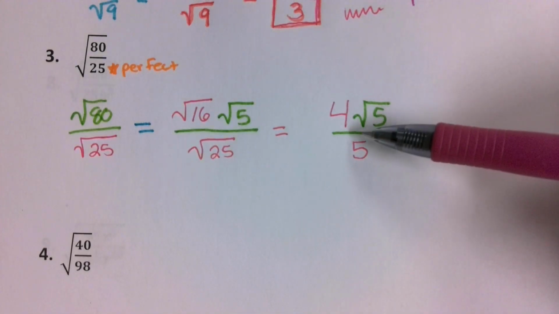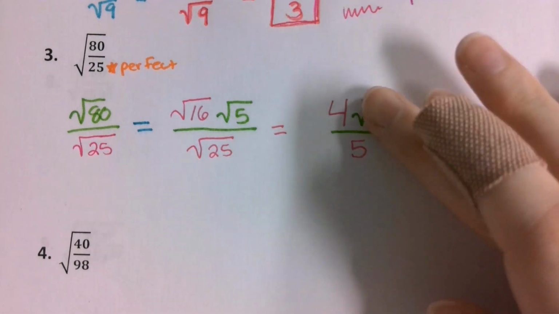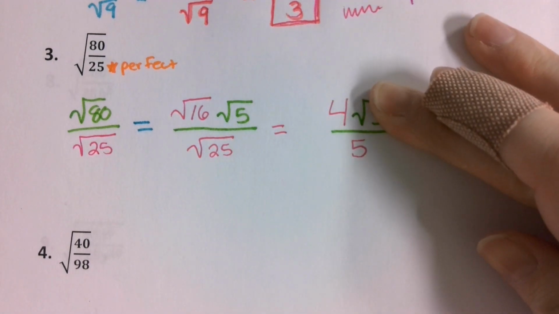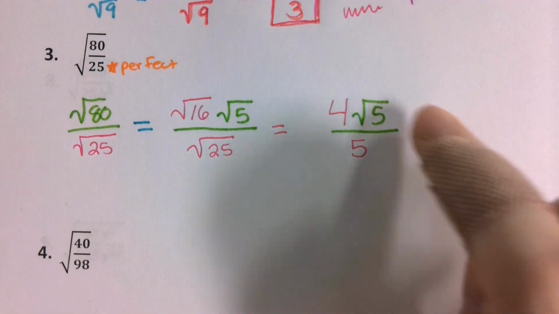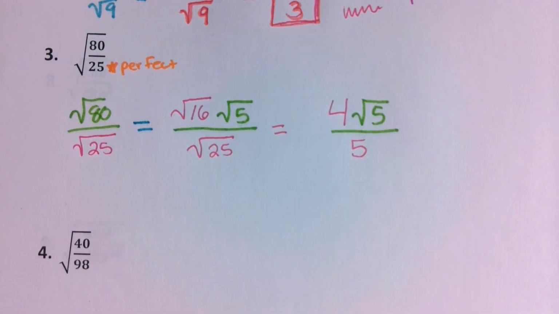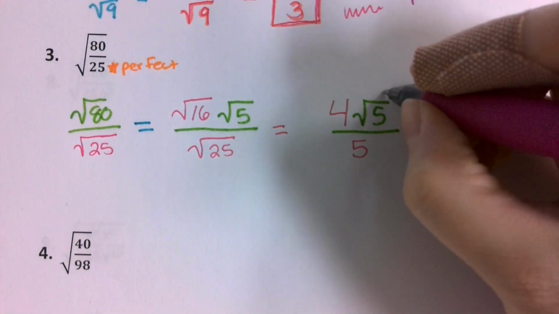You would focus on 4 over 5. So if I hide this, can I simplify 4 over 5? No, I cannot simplify 4 over 5. So this is as finalized as my answer is going to get.